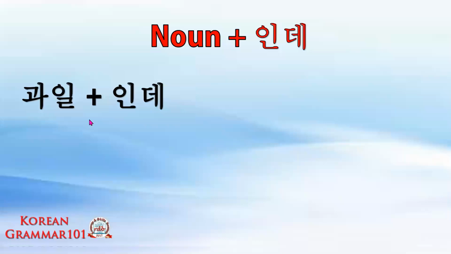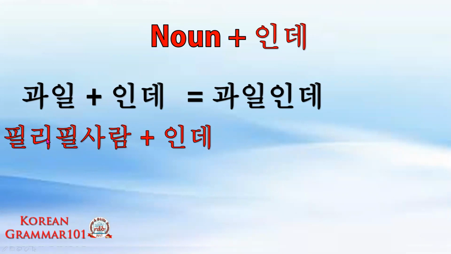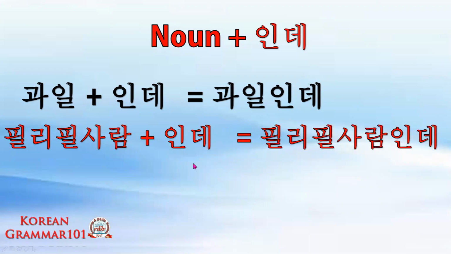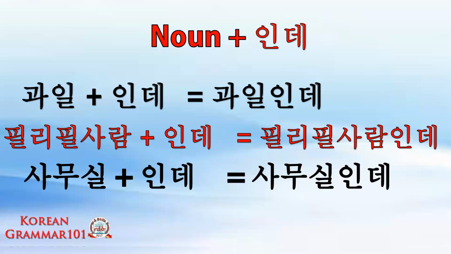Guail plus inde equals guail inde. That means it's a fruit. Okay, how about here? The next one. Philippine saram plus inde. That means I am a Filipino. You can say Philippine saram imnida or Philippine saram inde. Okay, last, 사무실 plus inde. It's an office, or 사무실입니다. How about when we conjugate with inde? It becomes 사무실인데.